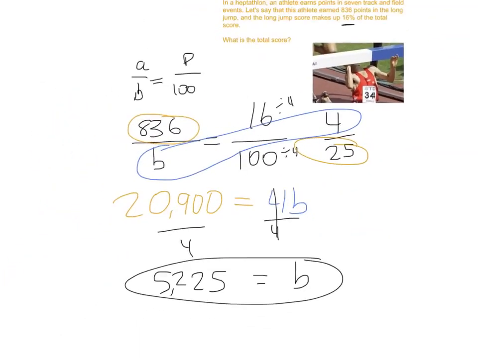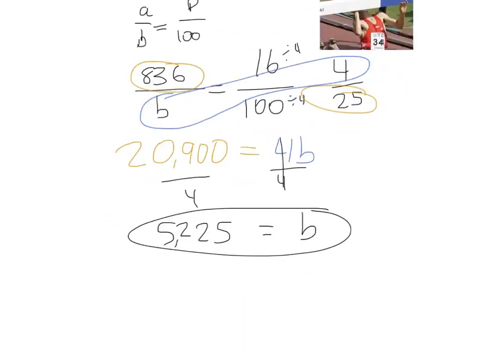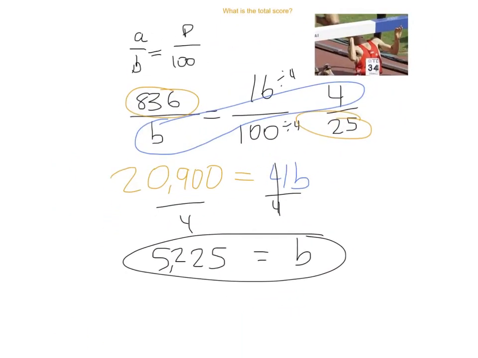Well, it means that, remember, that long jump score just made up 16% of the total score, so we were solving for the total score. So the total score is 5,225, and 836 of those points came from the long jump.